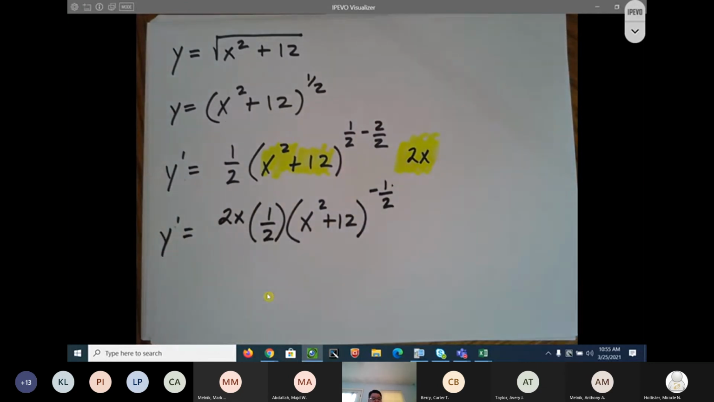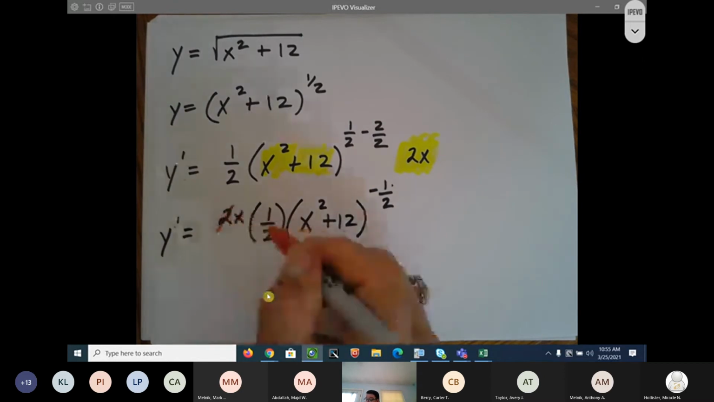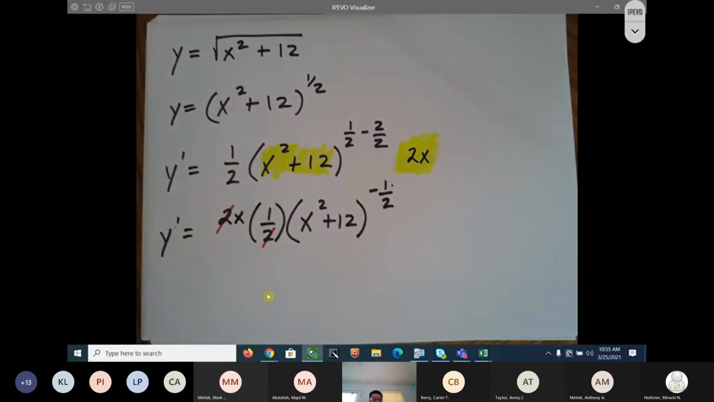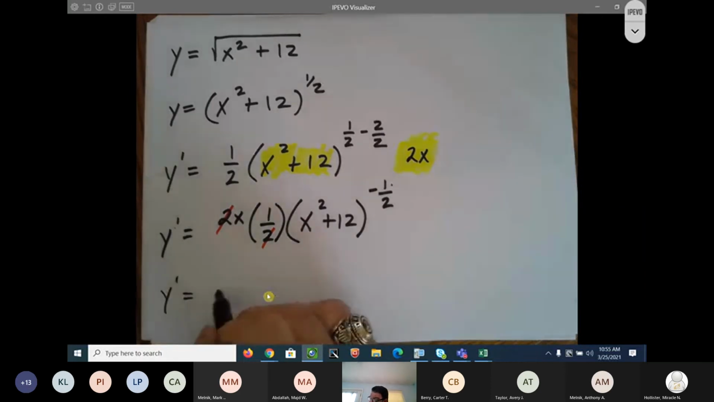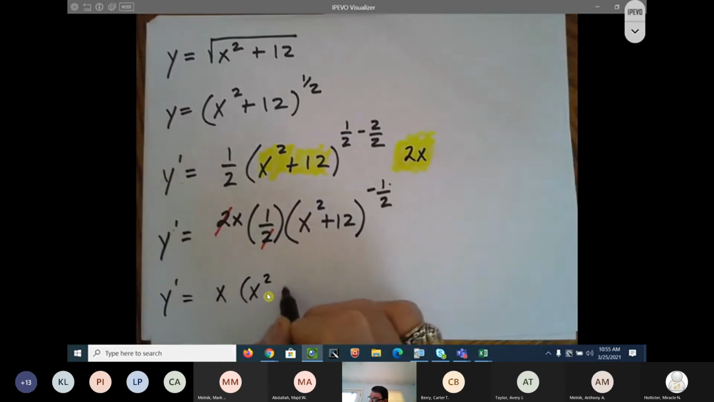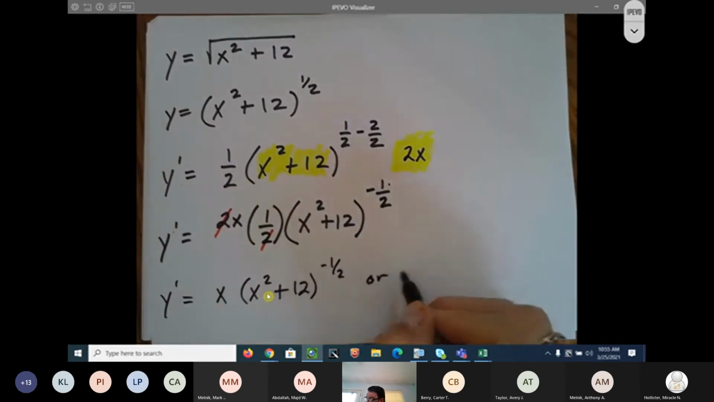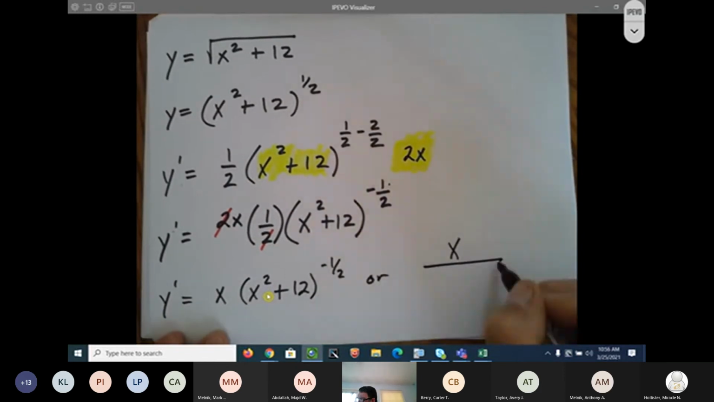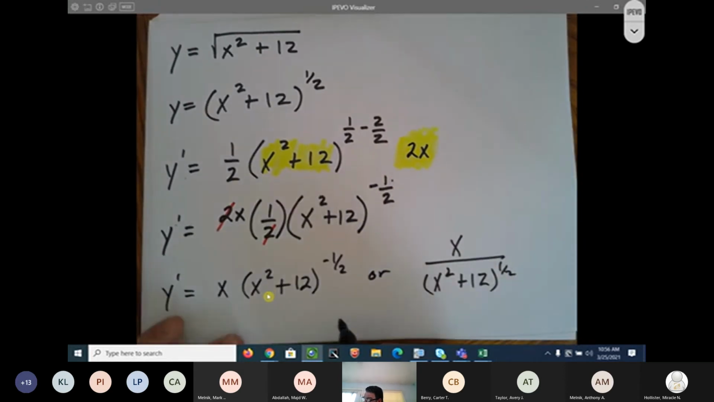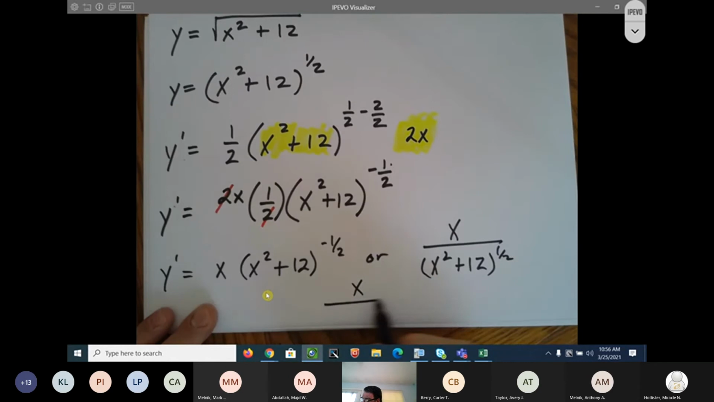And what happens to the 2's? They cancel, Hubert. That's right, class. Appreciate y'all's interaction. So that's x times x squared plus 12 to the negative 1/2, or x over x squared plus 12 to the 1/2, or x over the square root of x squared plus 12.